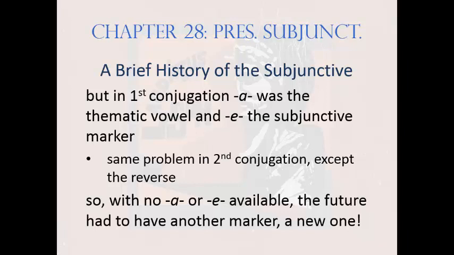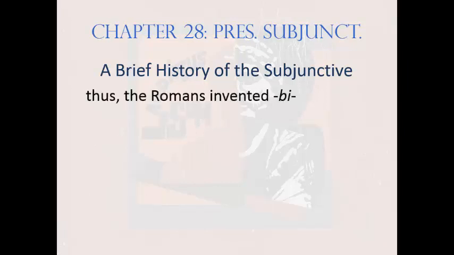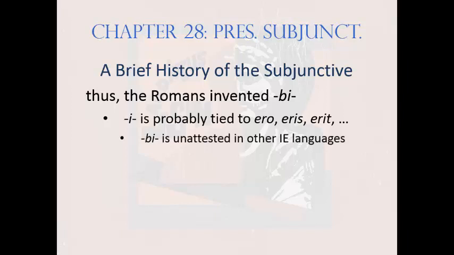What did the Romans use as their future marker in first and second conjugation? BI, a wholly Roman invention. And where did they get it? Hard to say. The I is probably the same I seen in eris and erit. Long story there, let's not get into it. Except to say BI, meaning will, is not seen as such in other Indo-European languages.